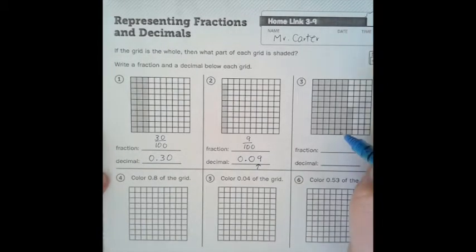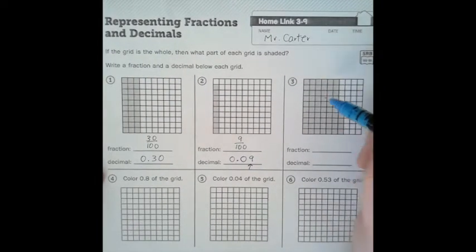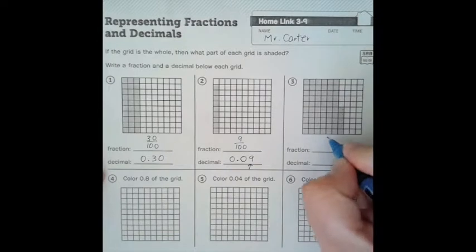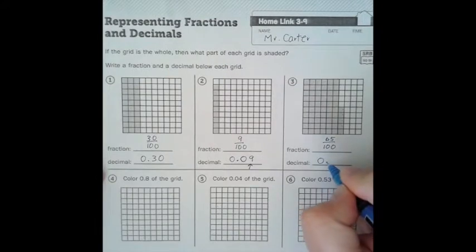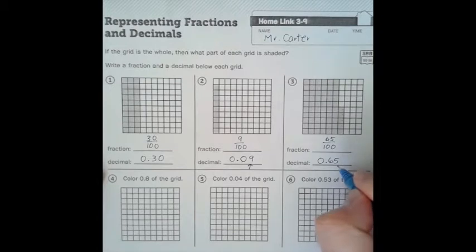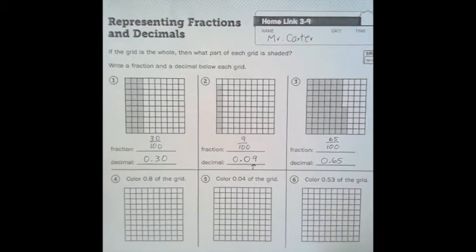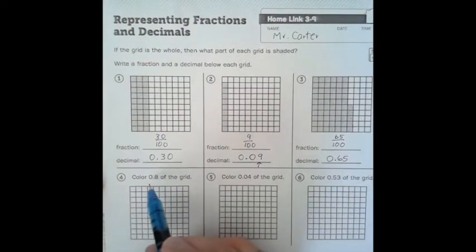If we're looking at number 3, again, we can count by tens because we know that each column is 10. So 10, 20, 30, 40, 50, 60. And then in this one here we have 61, 62, 63, 64, 65. So that would be 65 out of 100. And our decimal for that would be 0.65 for 65 hundredths.